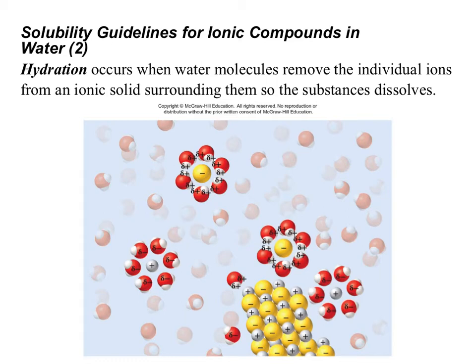Hydration occurs when water molecules remove the individual ions from an ionic solid, surrounding them so that the substance dissolves. So we are saying that the solid that is being dissolved is the yellow and gray compound. The water molecules, shown in red and white, surround these ions individually. You'll notice that the yellow negatively charged species is surrounded by the partial positive charges of the hydrogens, whilst the positive gray ions are surrounded by the partial negative charge of the oxygens, shown in red.